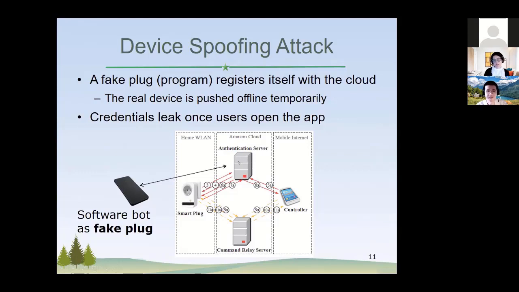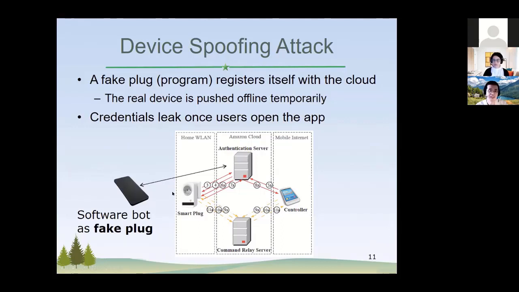from the database. So now what happens is when the user tries to use this smartphone to control their own device, they will send the username, they will send the password, but the username and the password will actually go to our fake plug. In that way, we got the password of the victim plug.